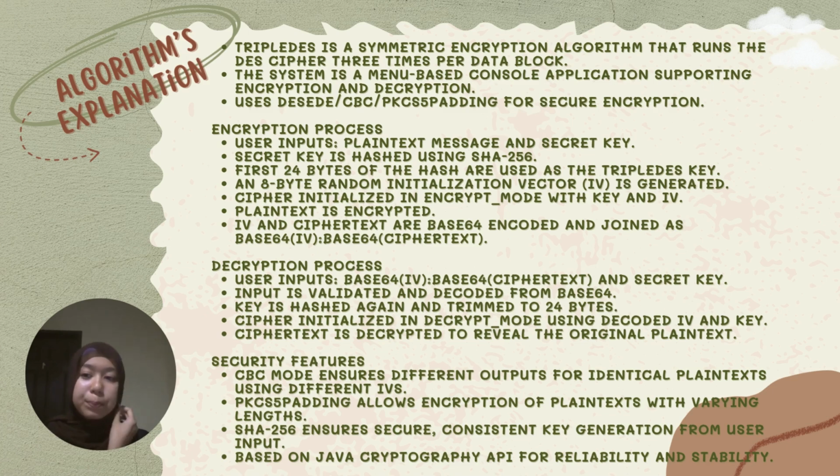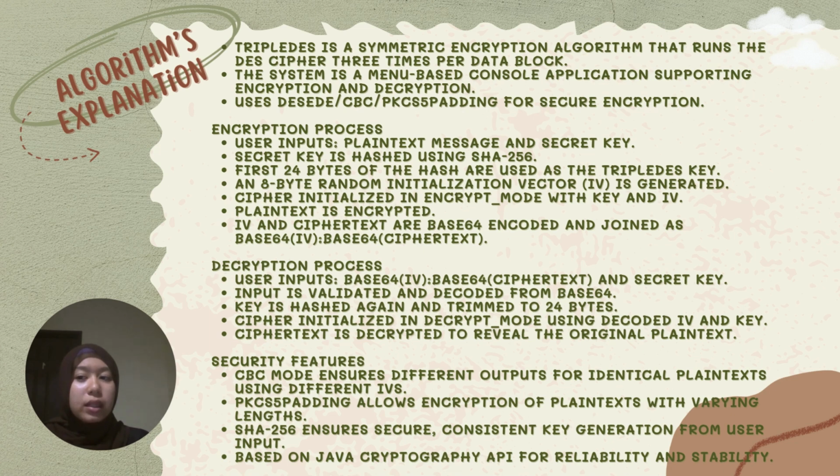When the user chooses to encrypt, the program first asks for plaintext and a key. The key is not used directly. Instead, it is hashed using the SHA-256 algorithm to ensure strong and consistent formatting. From the hash, the first 24 bytes are extracted to create a 192-bit key suitable for TripleDES.